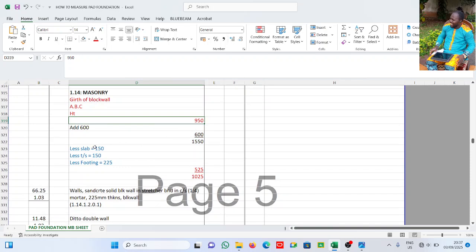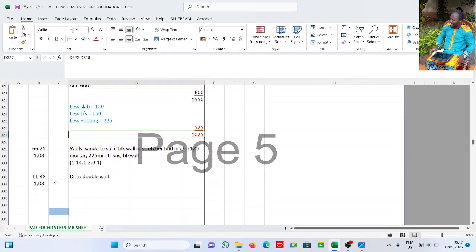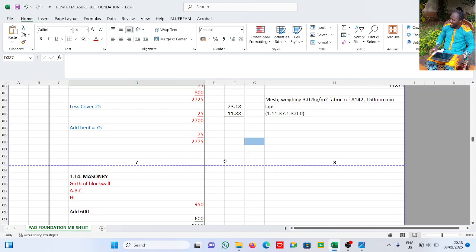950 add 600. Then remove the slab, remove topsoil, remove footing. That gives us 1025. This is it here. This plus this. Remove slab. You see where the block work is already. Remove footing, and then the blinding. Go back. So that's basically how you calculate the block wall. That's the depth of the block wall. So this is 6.625, 1.03, 11.48 by 1.03. So this is basically how you measure a pad foundation.